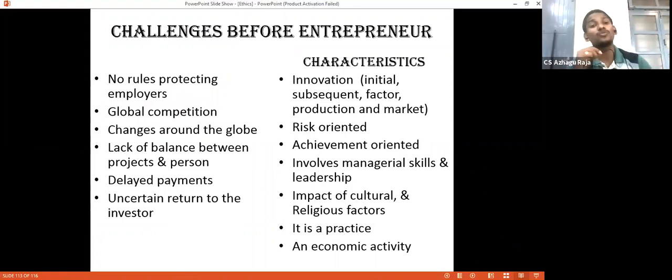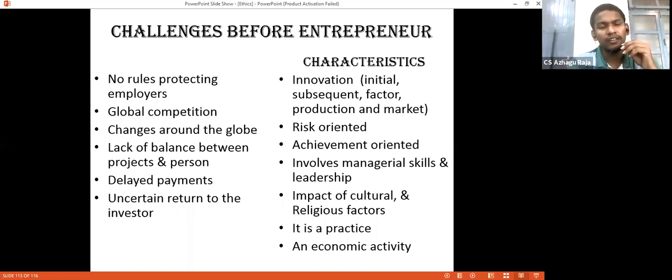And the characteristics to overcome such challenges are, first, innovation. They have to innovate not only at the initial stage; innovation should spread towards all aspects of the initial stage as well as subsequent stages, factors of production, production technology, as well as market. Then risk oriented: you should assume your risk, the level of risk which you can manage. Then achievement oriented: you should work towards and be determined to achieve your goal. It involves managerial skills and leadership. To be an entrepreneur, it is not only managerial skills but also leadership, because a good leader will make the follower achieve their goal. So that is very, very important.